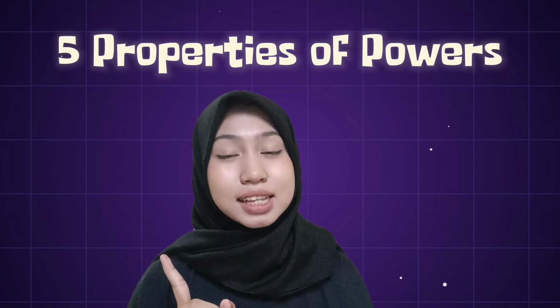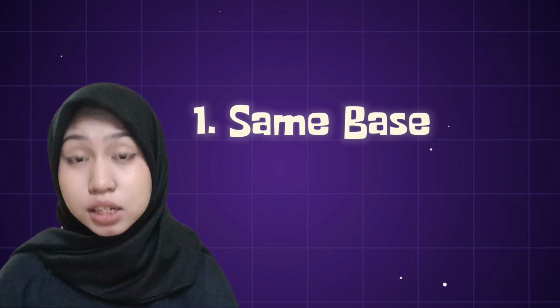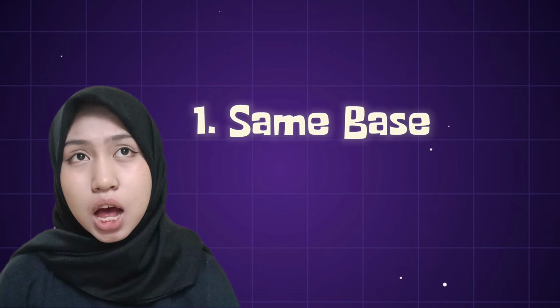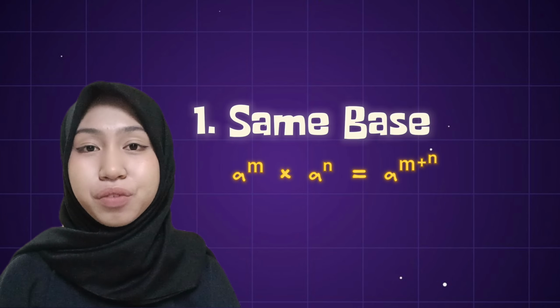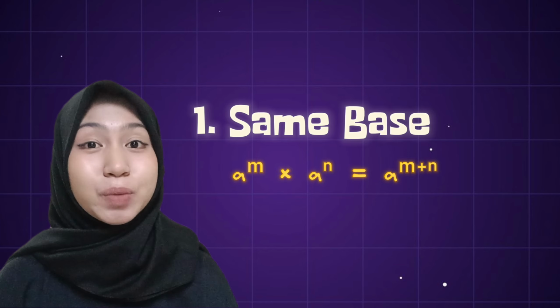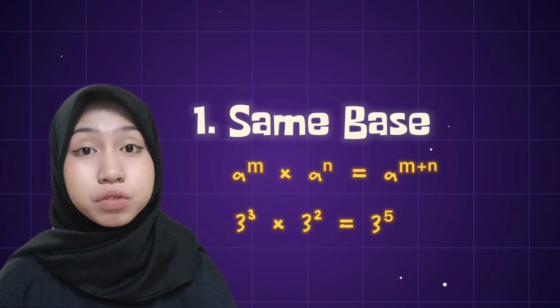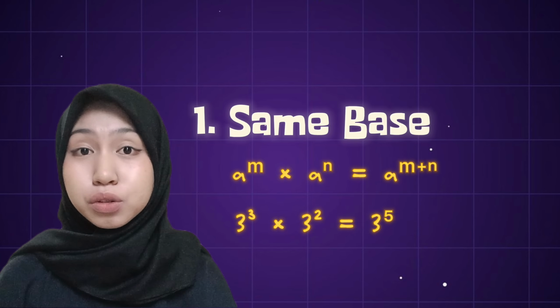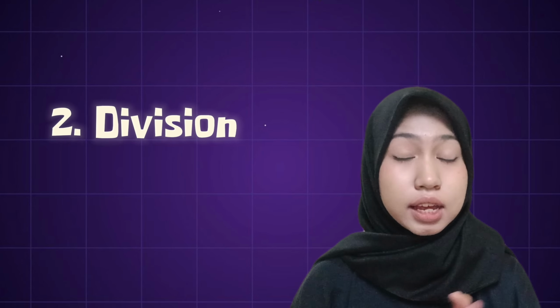In powers, there are 5 properties. The first is same base, add exponents. If the bases are the same, we just need to add the powers. The formula is a to the power of m times a to the power of n equals a to the power of m plus n. For example, 3 to the power of 3 times 3 to the power of 2 equals 3 to the power of 5. The second is division, subtract exponents.